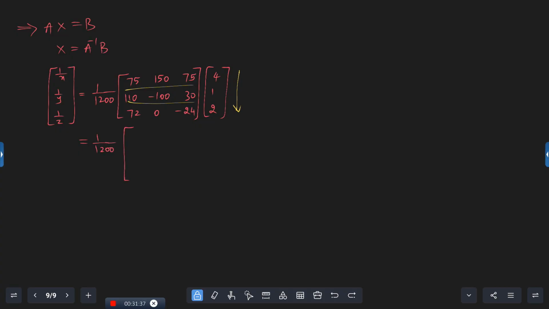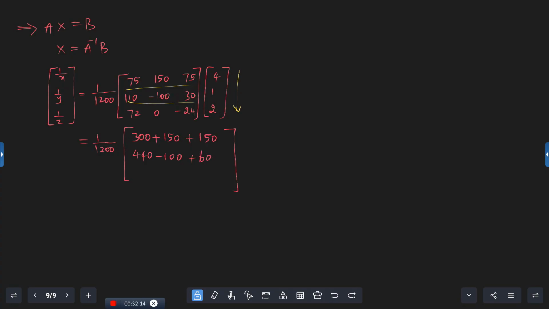Now listen, 75 into 4. What, 75 4s are 300, plus 150 into 1, 150. 75 into 2, 150 again. Understand? Take second row, multiply with the column. 110 into 4, what? 440. Minus 100 into 1, minus 100. 30 into 2, 60.